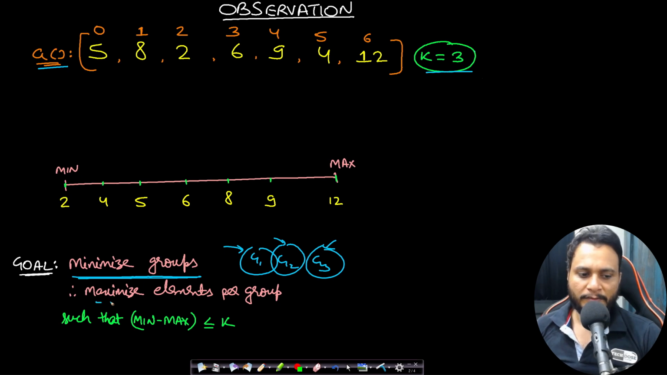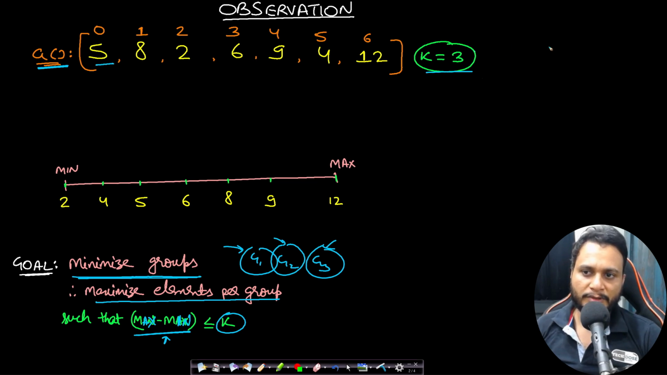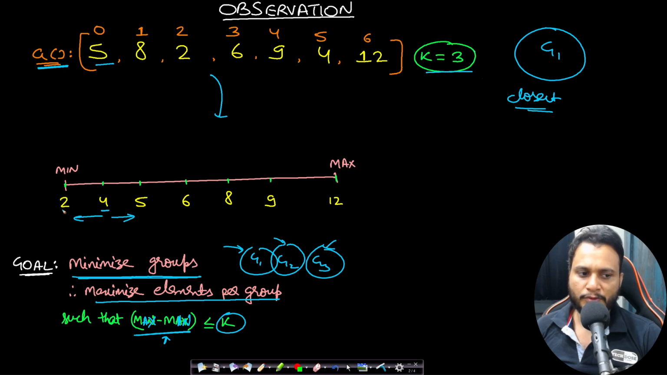Therefore we will try to maximize the elements per group such that our condition always holds, such that within the group if I take the difference between the max minus min value, then that should always be less than or equal to k. Now if you think about it carefully, if I have to select a certain set of items which are highly probable to belong to a group, then I will pick the closest items possible on the number line. If you put all these numbers on a number line, which I have already represented, then the closest items will always be adjacent. So the closest item to 4 is 2 on the left and 5 on the right, isn't it?